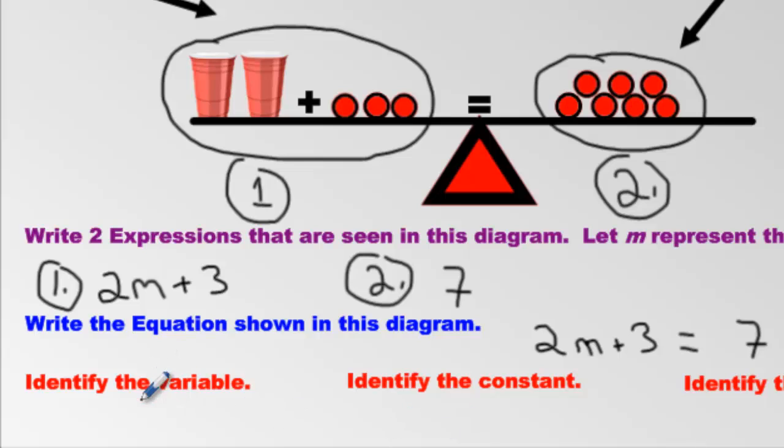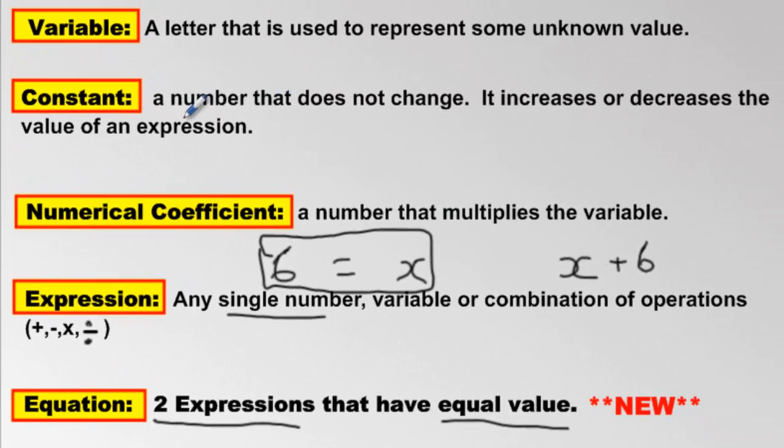Remember, the variable is the mystery amount. That's going to be m. It's how much is inside the cup. The constant, what does constant mean? Constant. It's the number that does not change, and it increases or decreases the value of an expression.